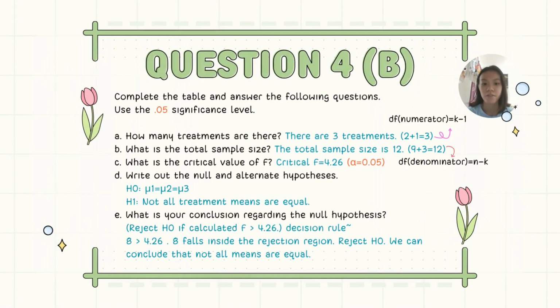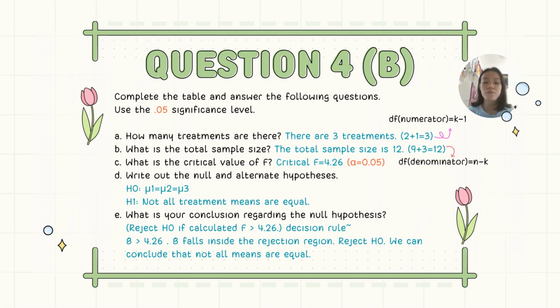So we continue to answer the following questions using the 0.05 significance level. For A, how many treatments are there? There are 3 treatments, which is 2 plus 1, the degree of freedom of the numerator plus 1. And for B, what is the total sample size?